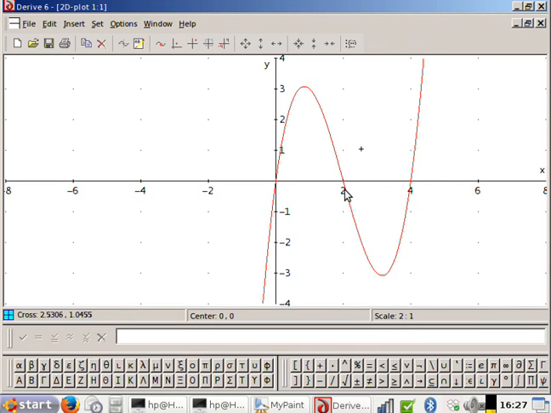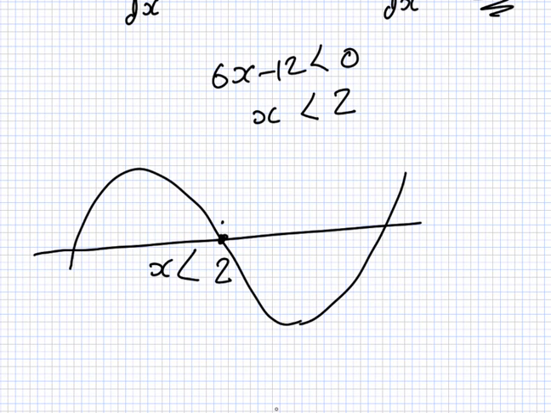Oh, beautiful. So you can see that it's concave, and then what happens when it hits the 2? It switches to being convex. Exactly as predicted.